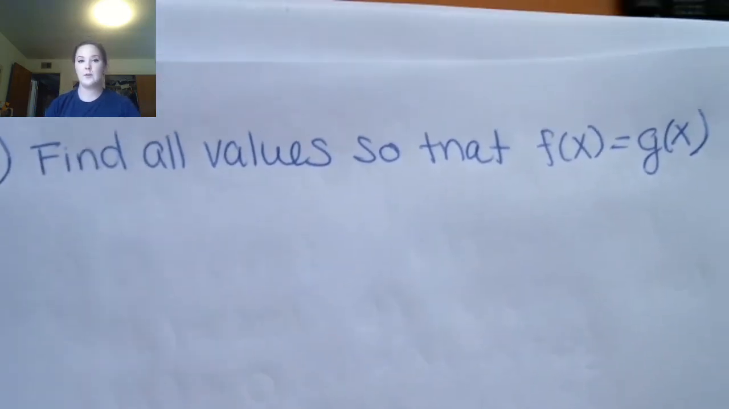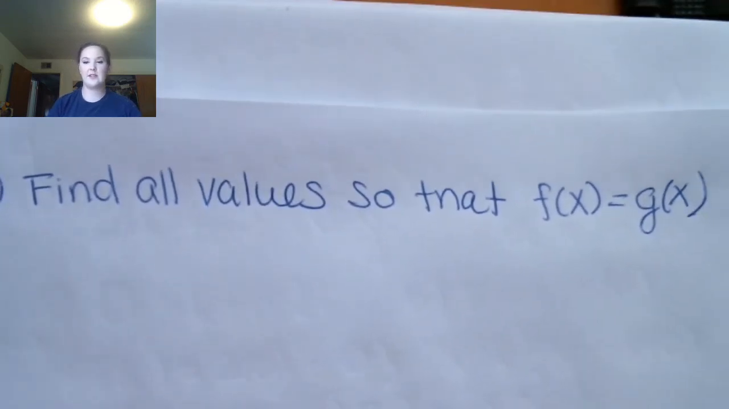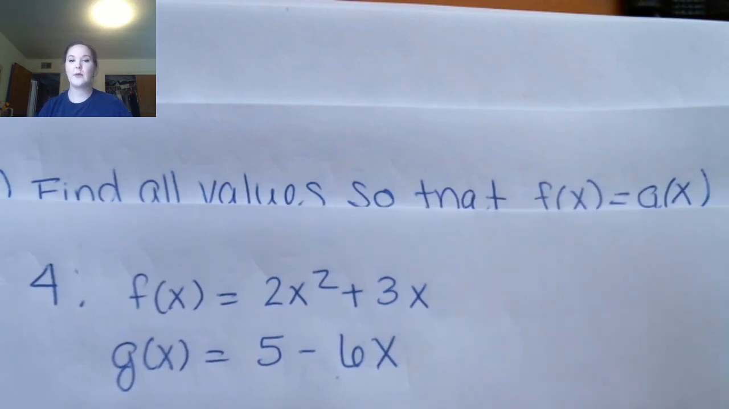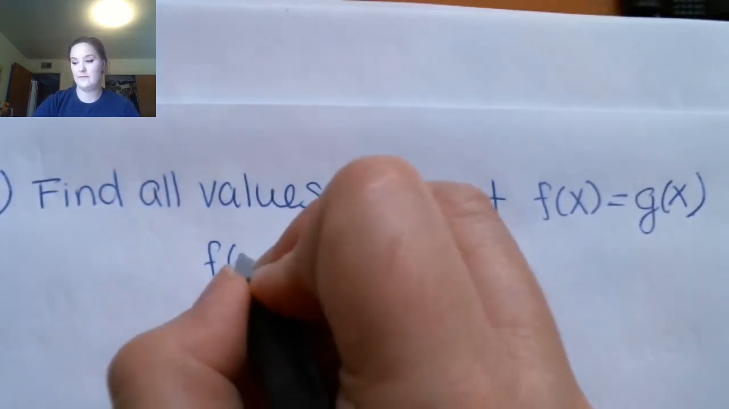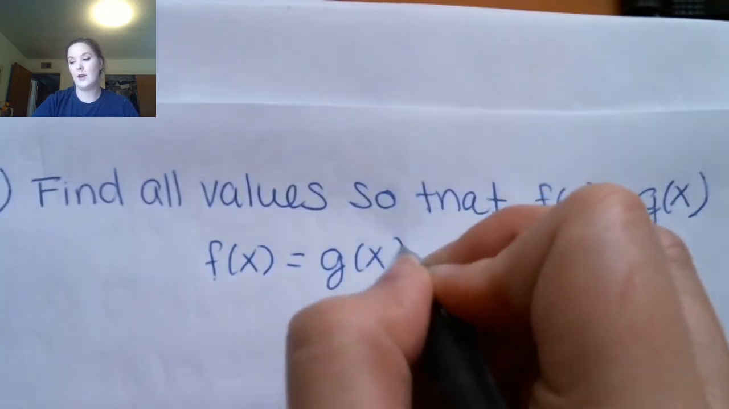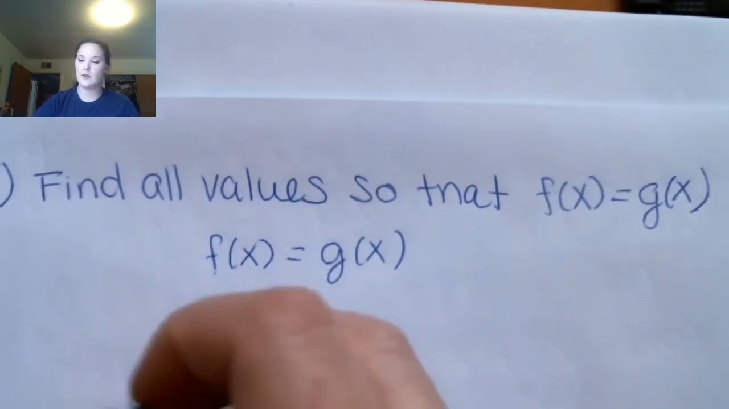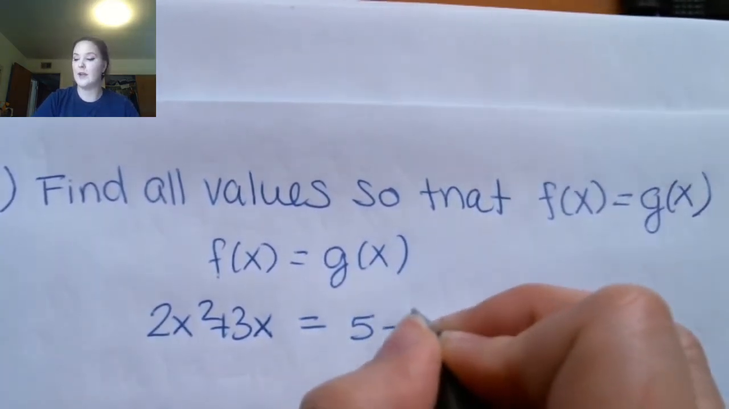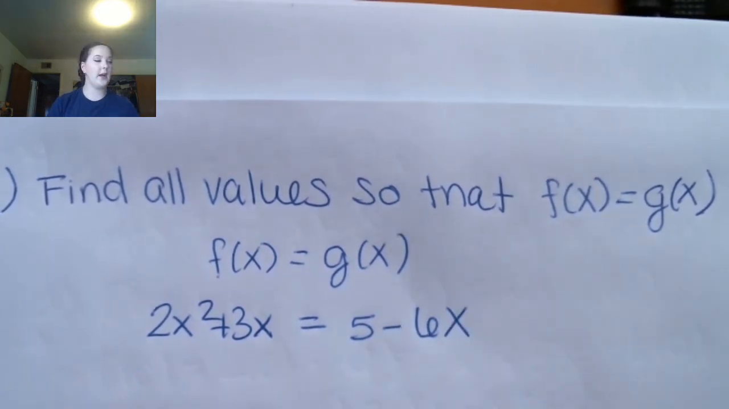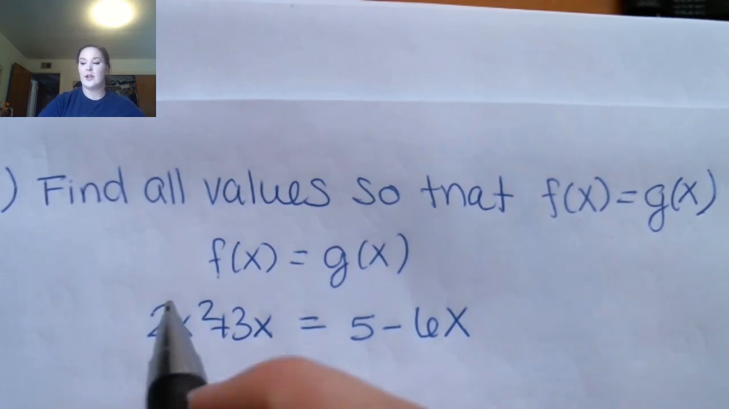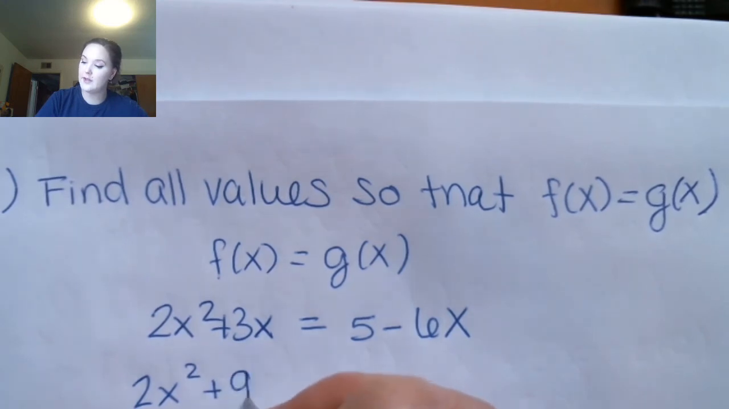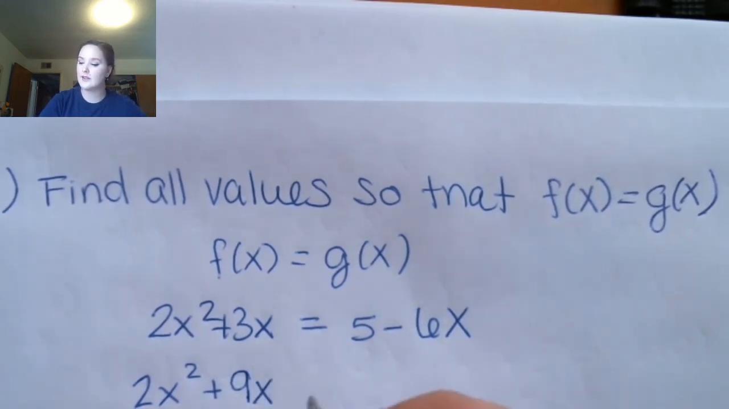All right, let's do the very last part of this question. We are meant to find all values so that f of x is equal to g of x. Remember, these are our values of x and g of x. If we want them to be equal, we're going to put in the expressions for those. f of x was 2x squared plus 3x, and g of x was 5 minus 6x. Now we're going to solve this equation. Again, it's an x squared type of equation, so we're going to try to solve it by factoring. I'm going to move everything to the left side, add 6x, subtract 5.